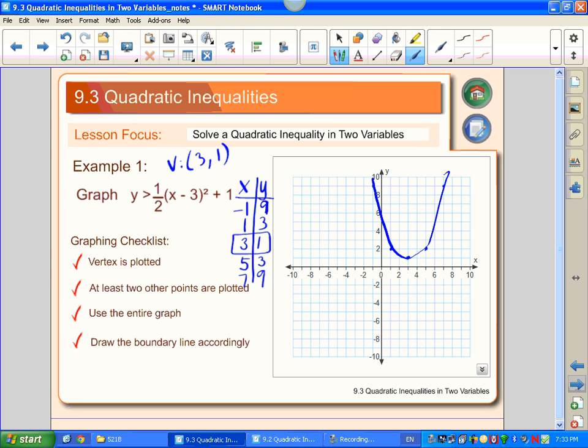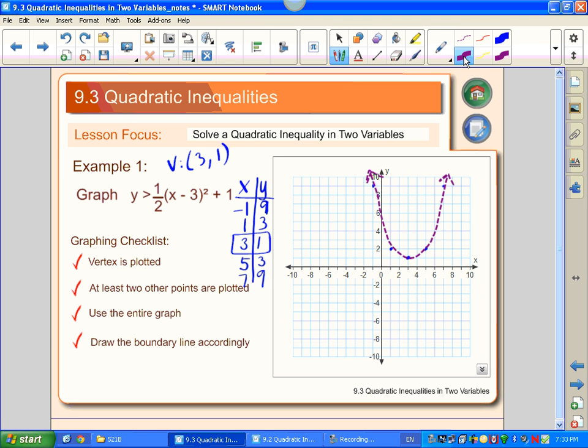So we have the vertex, we have numerous points. I'm going to extend that parabola up, and I made one mistake. I did not draw my boundary line accordingly. So let's just back that up. Instead, draw like that. Okay, that's better. Why? Because it does not have the or equal to.